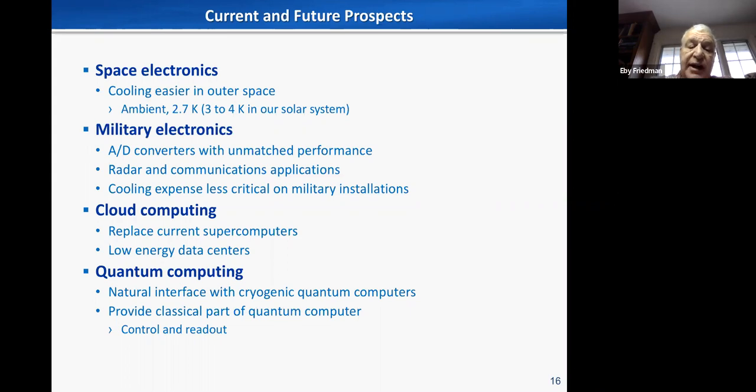But the one that's most exciting is cloud computing. And you get the idea. Low energy data centers, you can now improve the energy by orders of magnitude and maintain higher speed operation, as long as we mature the technology. And there's a new application, which is a very hot one, as we all know. Not hot, that's a joke.